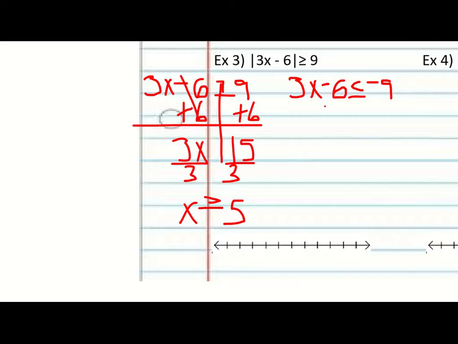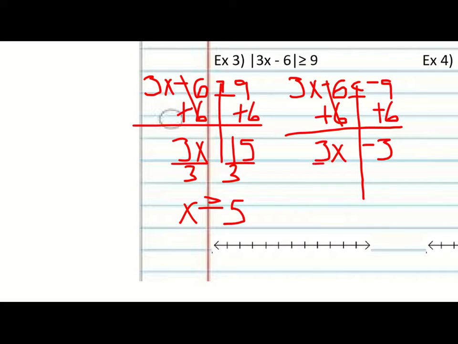For the second inequality, we're adding 6 to have 3x. Negative 9 plus 6 is negative 3. And then we're dividing by 3 on both sides. So this inequality says x is less than or equal to negative 1.